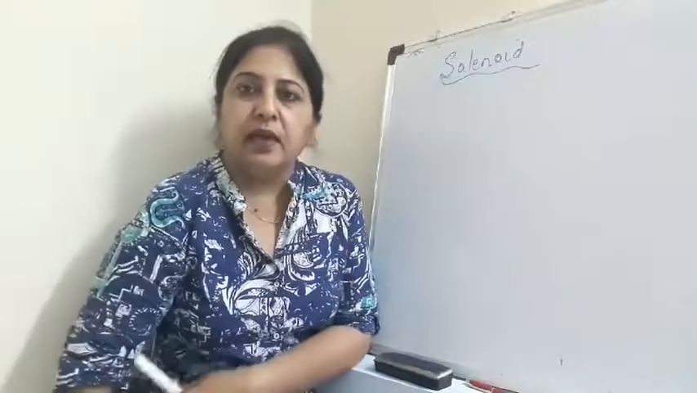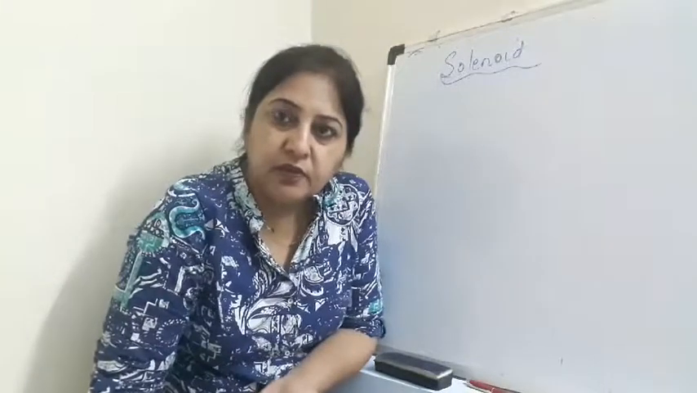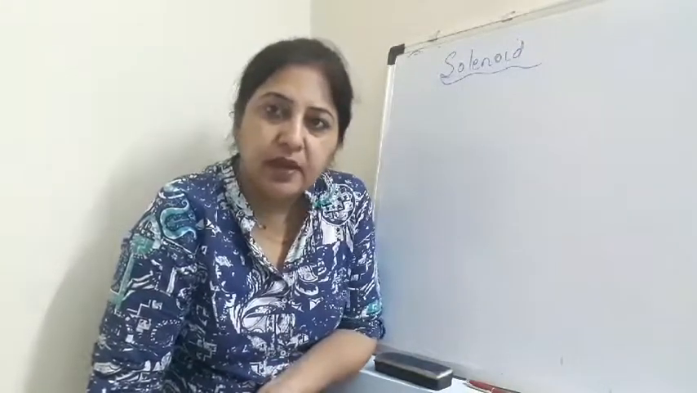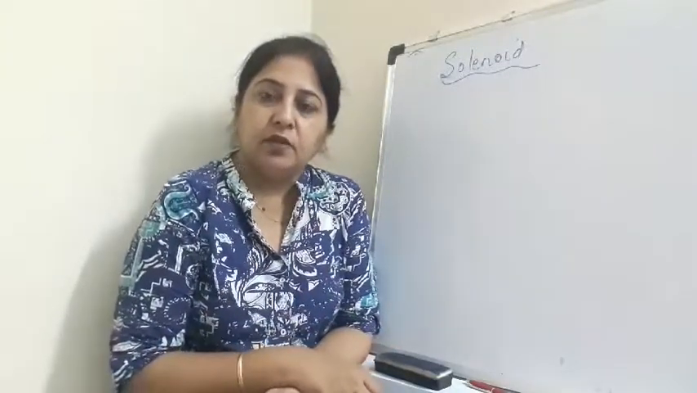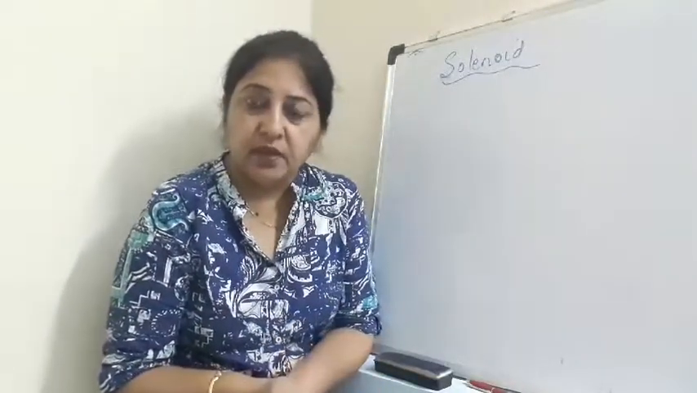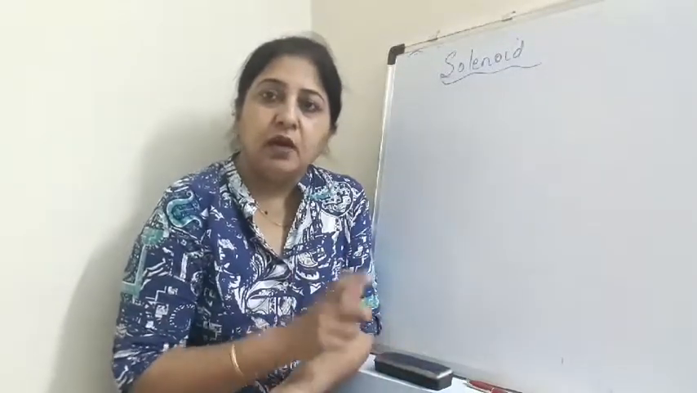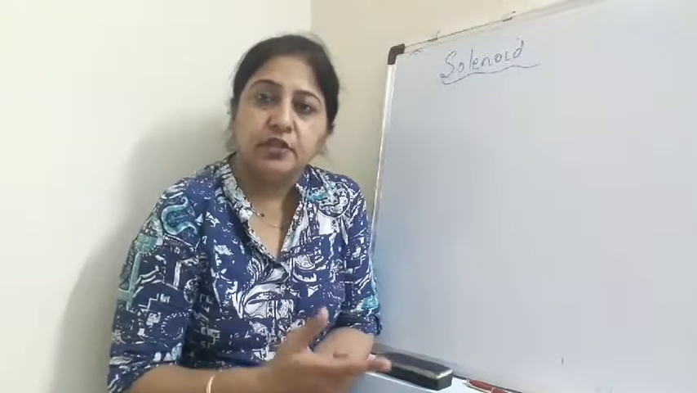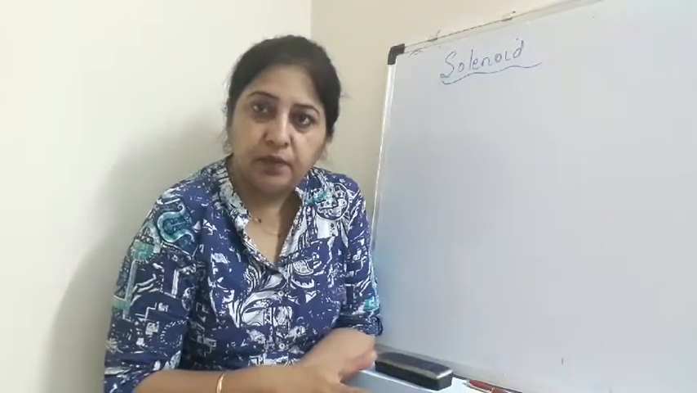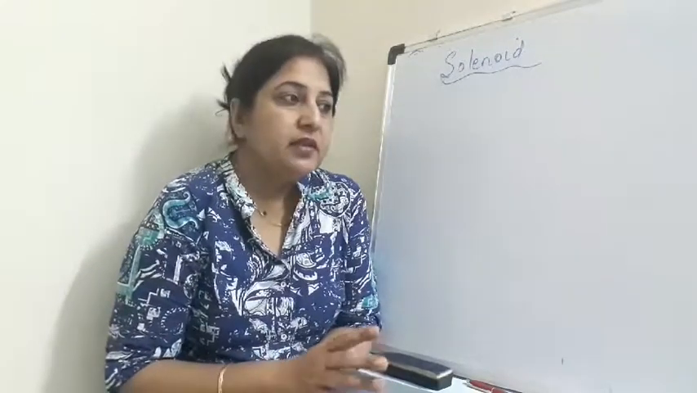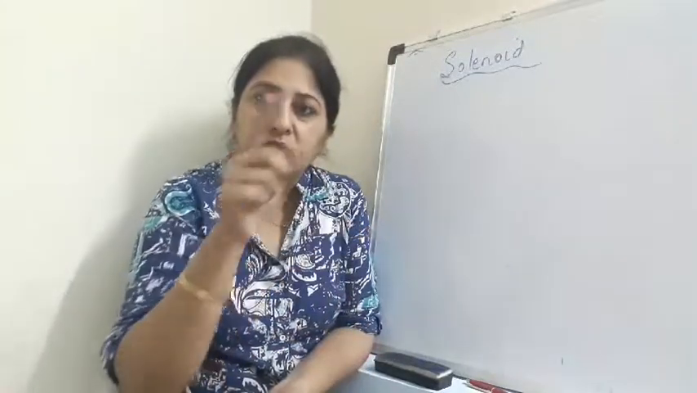See, in the previous week, I had explained to you what a magnet is, what the different kinds of magnets are, and what the different properties of a magnet are. Then we studied magnetic field and magnetic lines of force, right? Then in the previous classes, we studied how to find the direction of the magnetic field line with the help of the right hand thumb rule. And we studied the straight conductor and the circular loop.